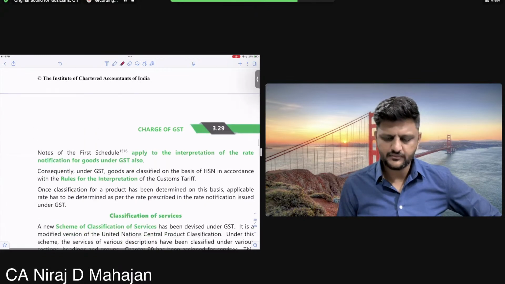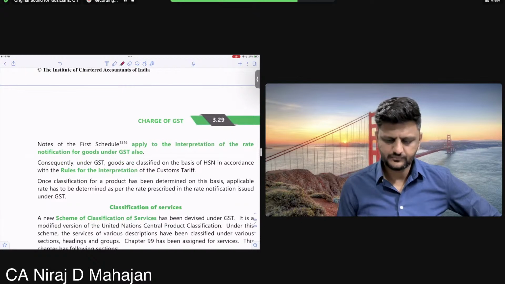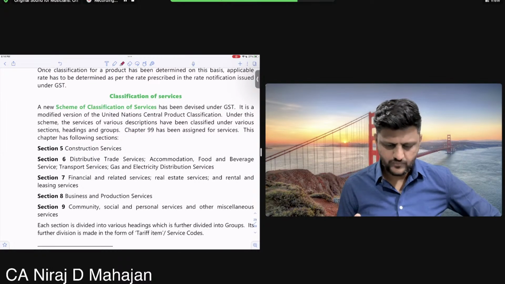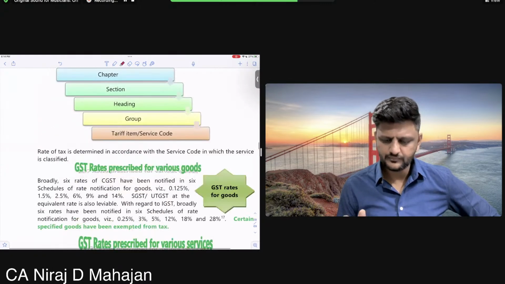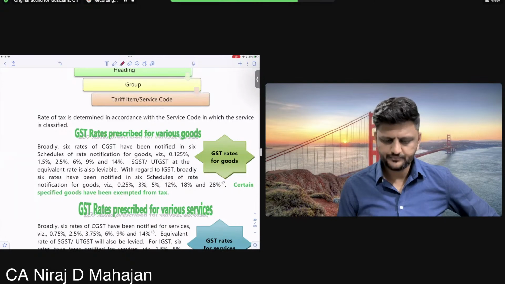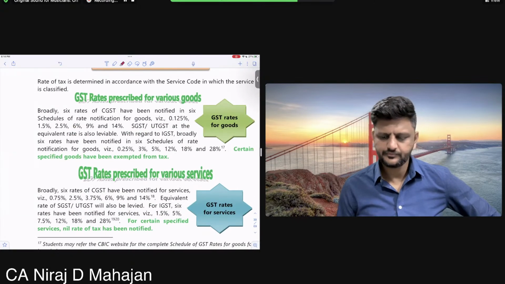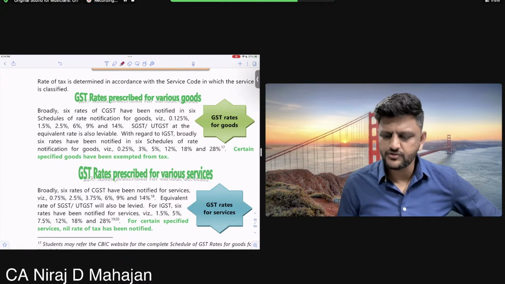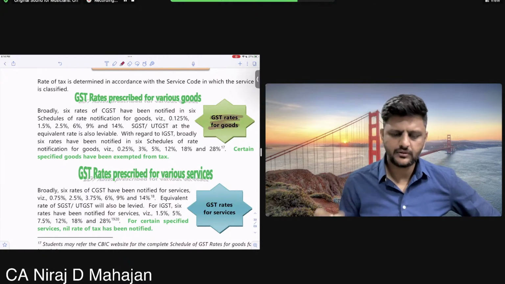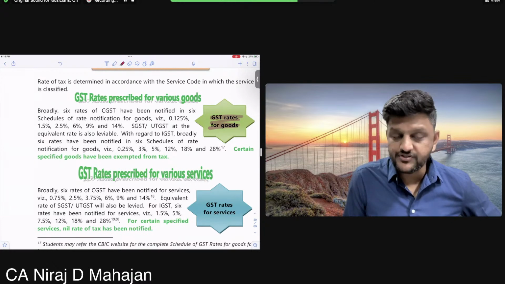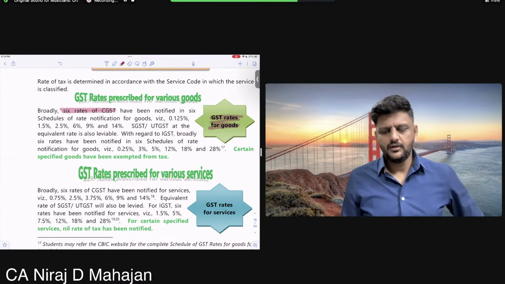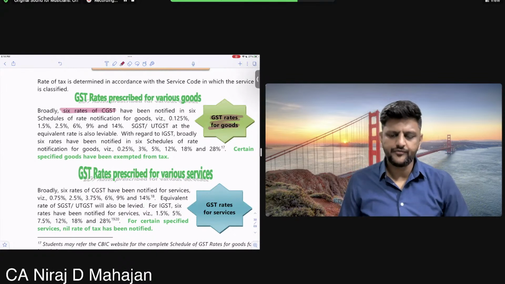This we had already seen. Okay. Check some rates, GST rates for various goods. Again, for your information, 6 rates of CGST have been notified for rate notification of goods.